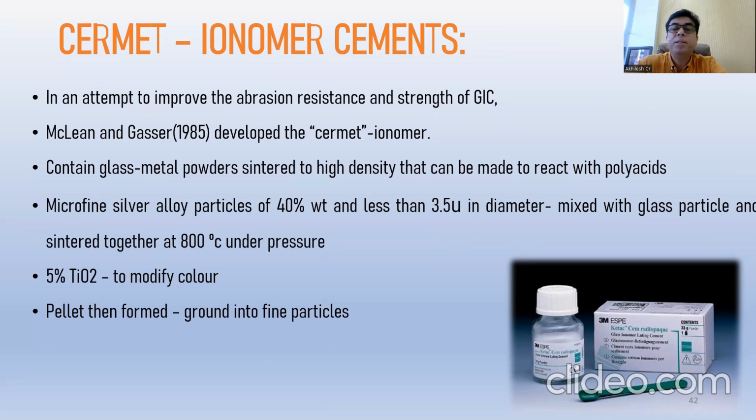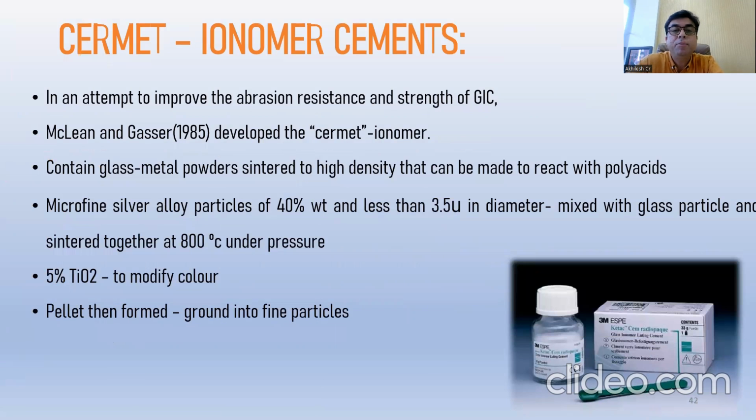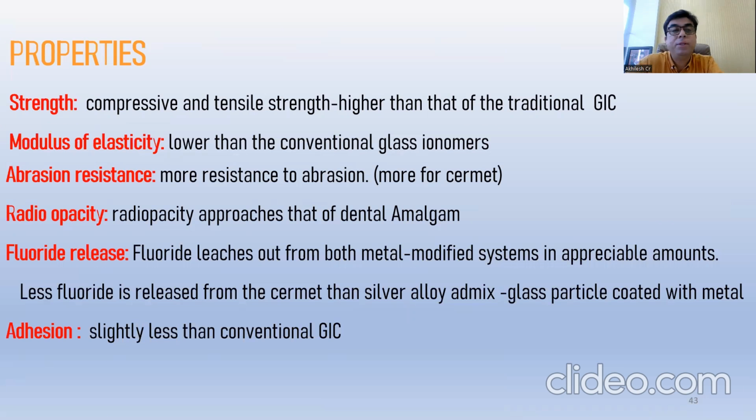Here the 5% tin oxide is used to modify the color. And then the pellet is formed and ground into fine particles. What happens is the powder of the glass ionomer cement and the alloy powder are mixed together, and as they said, it is mixed in a glass and sintered at 800 degrees centigrade under pressure and made into pellets. This pellet is then ground into fine particles, which are filled into the cavities.